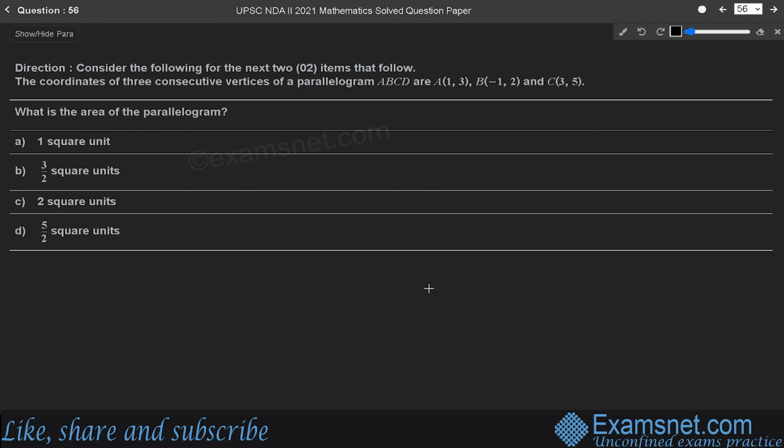Therefore, the area of the parallelogram will be equal to the modulus of the area of triangle ABC plus the area of triangle ACD, because the diagonal divides the parallelogram into two equal triangles.